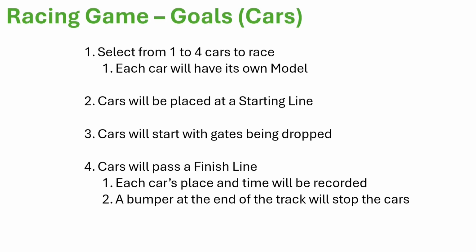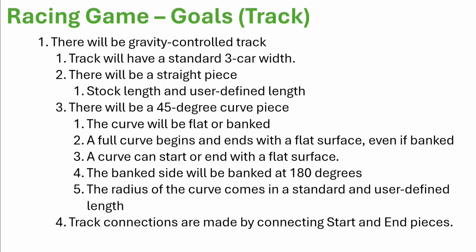Cars will always be placed at the starting line, and then the cars will start with the gates being dropped. They would do the gravity thing on the track, and they run through the track, and suddenly they will end up at the particular finish line, and there will be a bumper at the end of the track to stop the cars themselves. Now, the racing game, the track, of course, is going to be a gravity-controlled track.